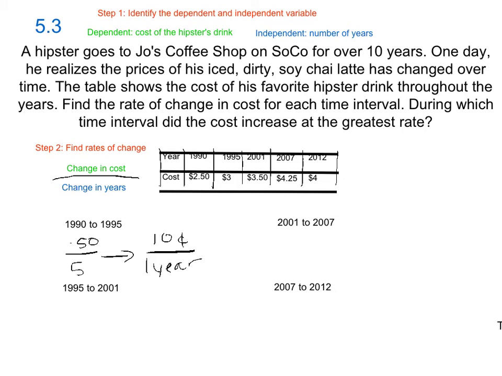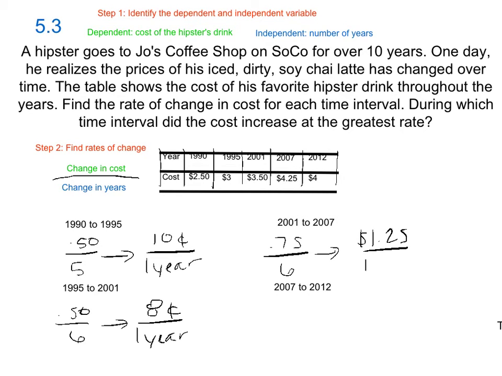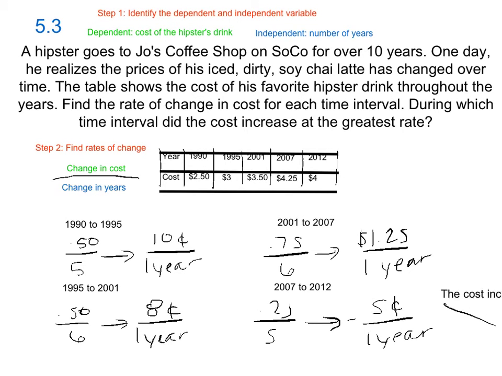And if we apply this method to the other intervals, we can identify the different rates of change. And the second part of the question says, during which time interval did the cost increase the greatest time? By looking at our data, we can see that the cost increased at the greatest rate from the year of 2001 to 2007. And that's how we identify the rate of change.